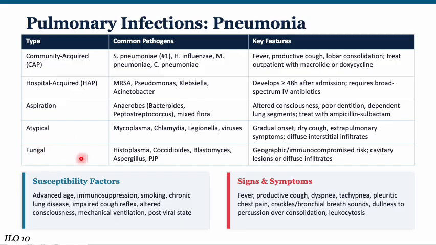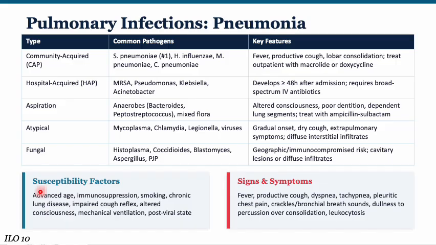And the last category is fungal. This is another one where you think about the presentation. There will always be a geographic component or the patient will be immunocompromised. So histoplasmosis, coccidioides, blastomyces, aspergillus.